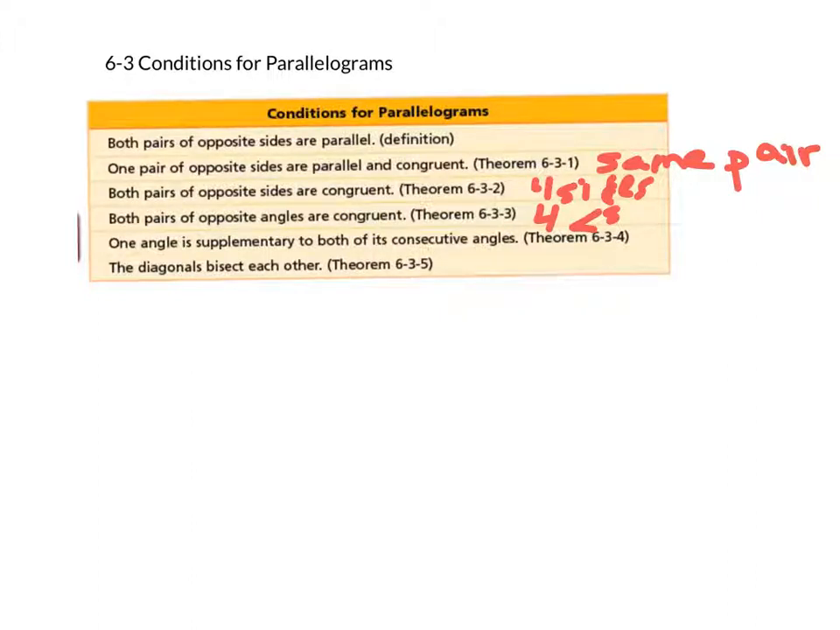For the fifth one, an angle is supplementary to both of its consecutive angles. That's where you're given that one angle. We'll call this 70. Then we'd have to know that these are both 110. So for that one, you're given 3 angle measurements. And then the last one, the diagonals bisect each other. So you'd have to know that the diagonals are bisecting each other. They'd have to be given both diagonal lengths or have the congruent marks on there.